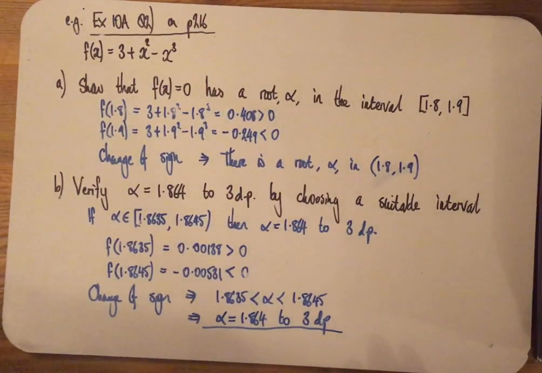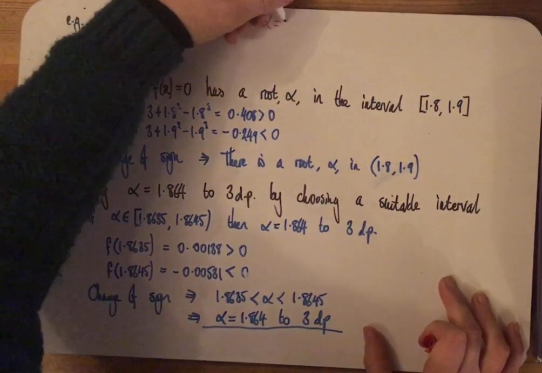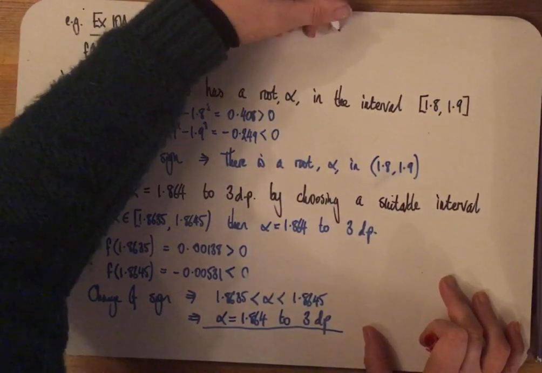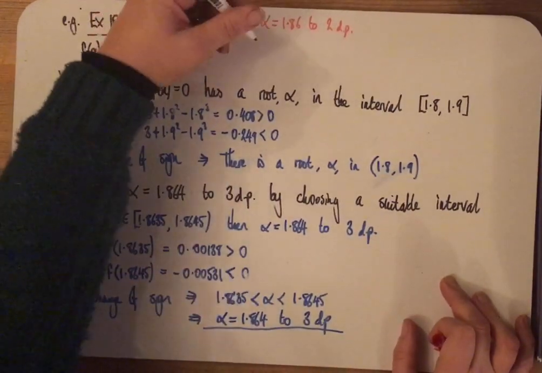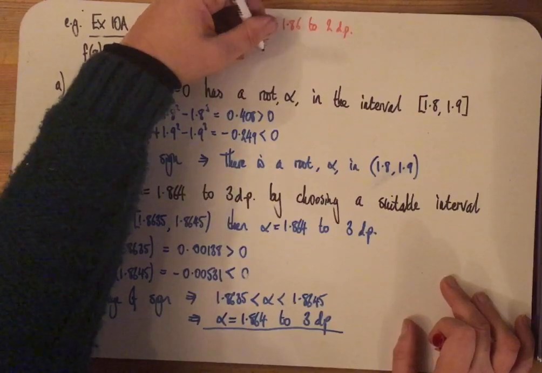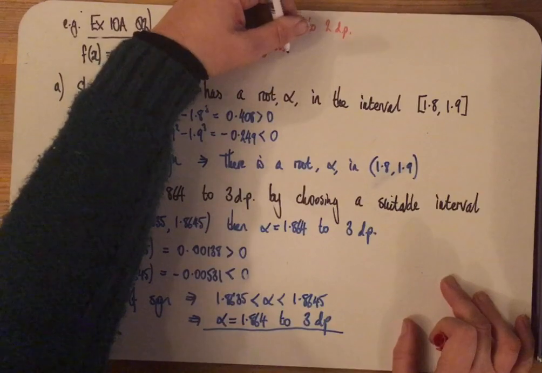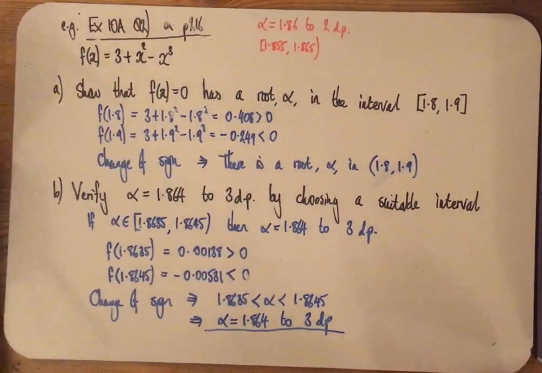If you wanted to show alpha equals 1.86 to 2 dp, then you'd think about what numbers round to 1.86. So you would look at using the interval 1.855 and 1.865. So you just take it to the next decimal place, think about what numbers round to 1.86.